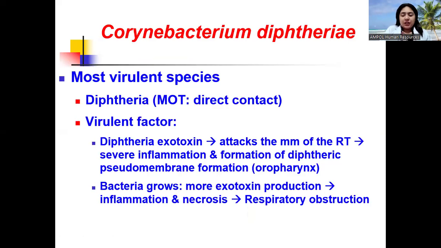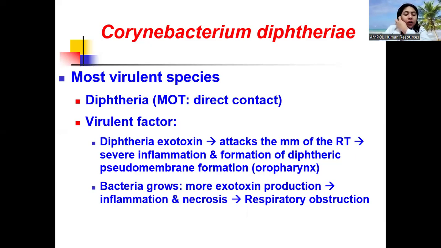So the most virulent species under Corynebacterium is your Corynebacterium diphtheriae, which causes diphtheria. Mode of transmission of diphtheria is through direct contact. So virulence factor is the diphtheria exotoxin. Recall, most of the toxins produced by the gram-positive bacilli are exotoxins because they are gram-positive organisms. So exotoxin attacks the mucous membranes of the respiratory tract, causing severe inflammation and diphtheritic pseudomembrane formation on your oropharynx. So mura na siya sa inyong throat. Yes, pseudomembrane formation.